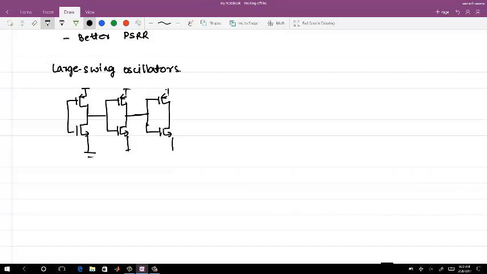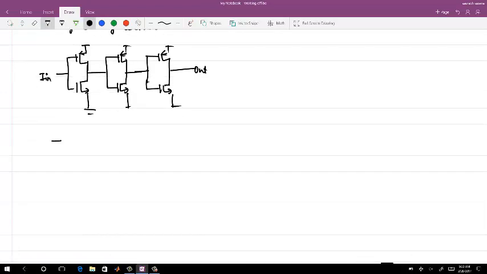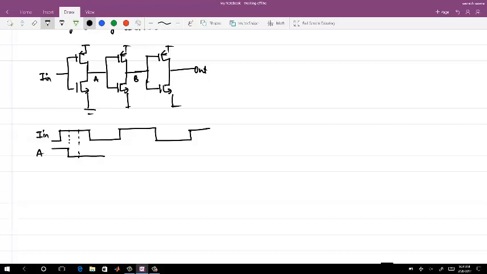So let me, without first an inverter ring, let me just say this in and out. Let's say you stimulate this chain of inverters with a clock frequency, and this is the in signal. So let's say A, B, and the out. So A signal will be somewhat delayed from the in signal which I applied.